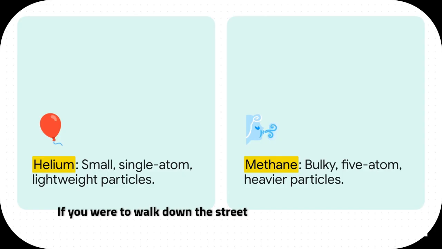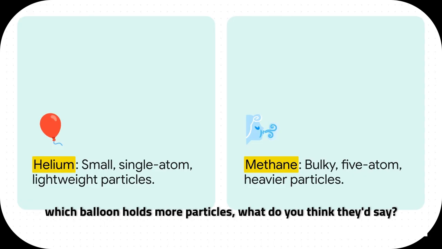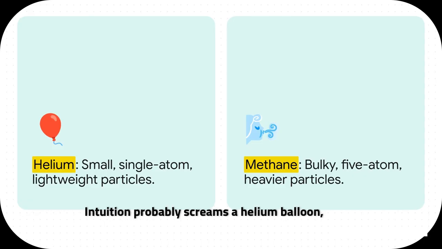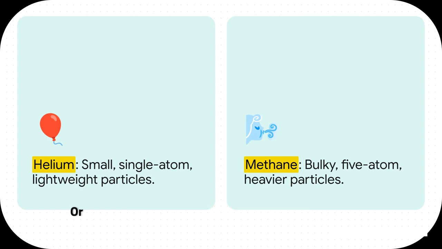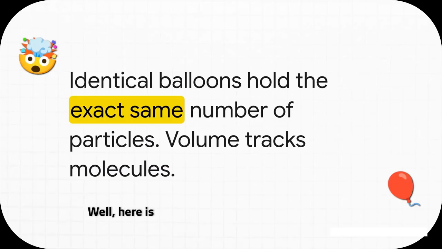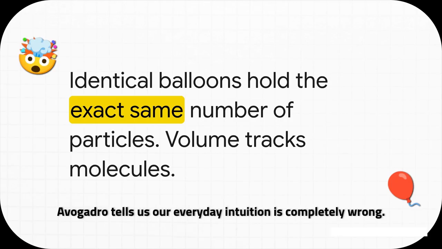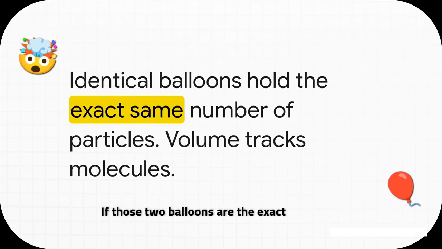If you were to walk down the street and ask a random person which balloon holds more particles, what do you think they'd say? Intuition probably screams the helium balloon, right? Because tiny things pack tighter. Or maybe the methane, because it feels so much heavier. Well, here is the absolute mind-blowing takeaway. Avogadro tells us our everyday intuition is completely wrong. If those 2 balloons are the exact same size, and they're sitting at the exact same temperature and pressure, they hold the exact same number of molecules, period.